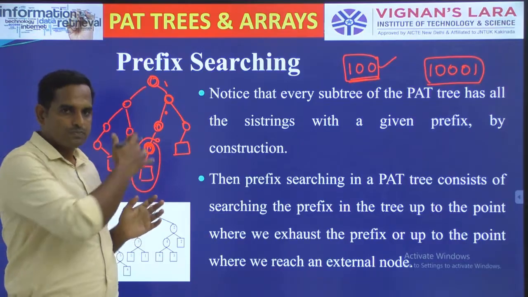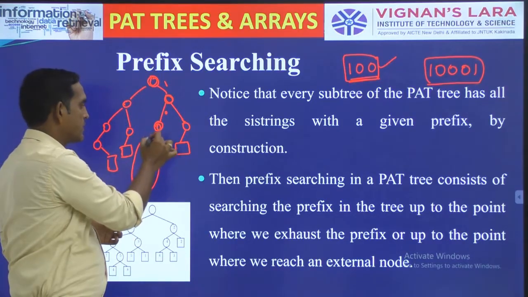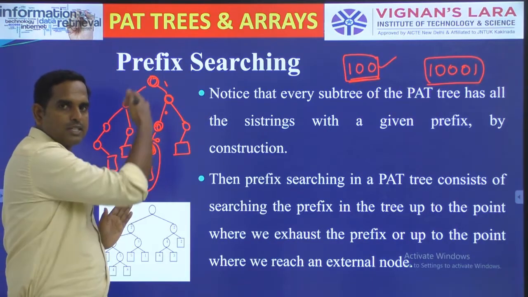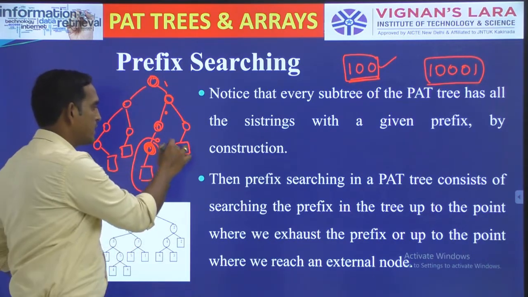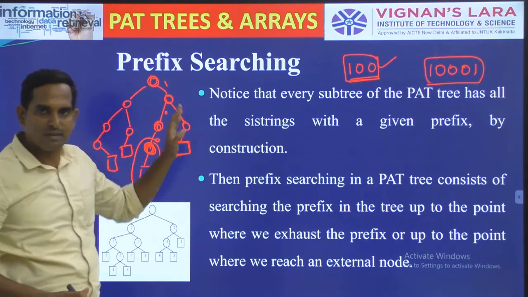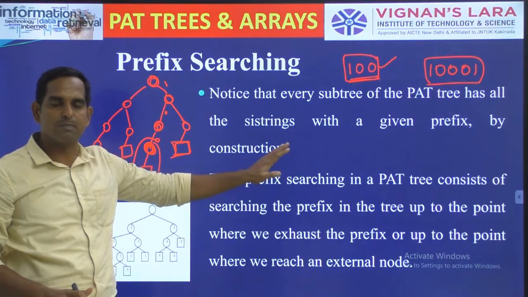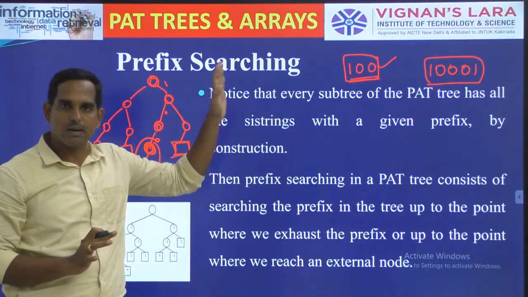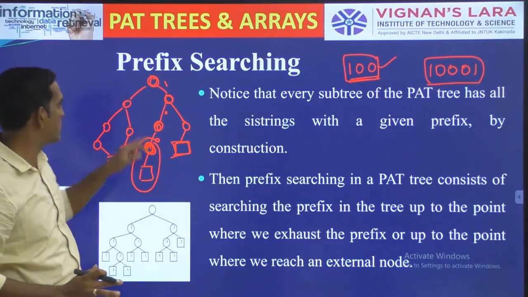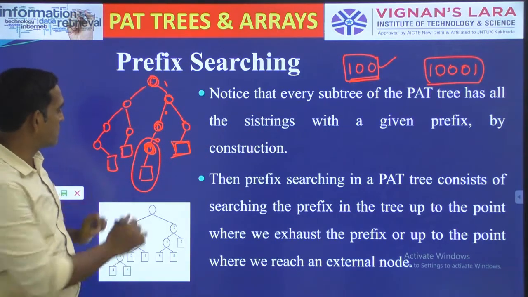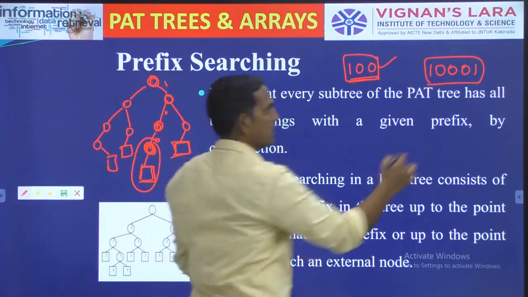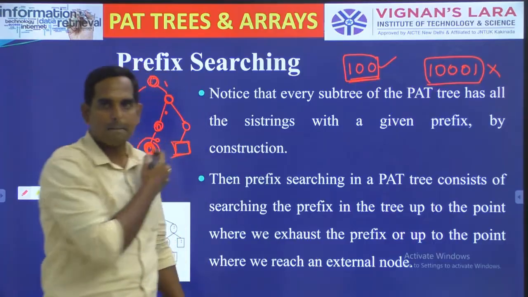When you try to search and you have exhausted your particular prefix here, you can say that all this subtree represents the particular prefix. If you have ended up somewhere in one of the external nodes, you can say that only this particular prefix is present in this subtree. Otherwise, you don't have the complete prefix in this particular subtree. If I try to search for 10001, I will end in this particular external node. Then I can say that this particular prefix is not present in this path tree.